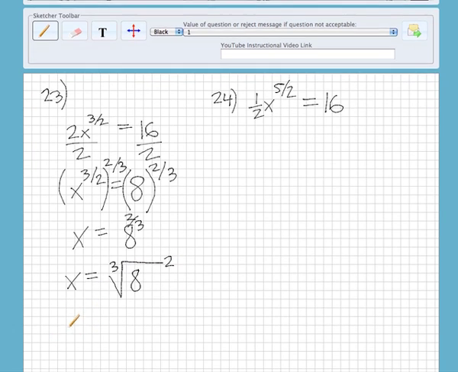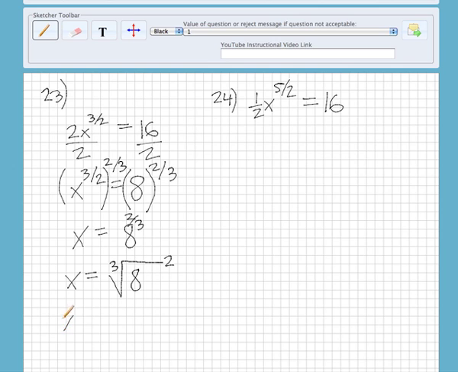Then if we take the cube root of 8, a number times itself 3 times that would give you 8, that number is 2. So we get 2, and then that squared is still there, so it's 2 squared, which equals 4. Alright, so that's how you solve that one.